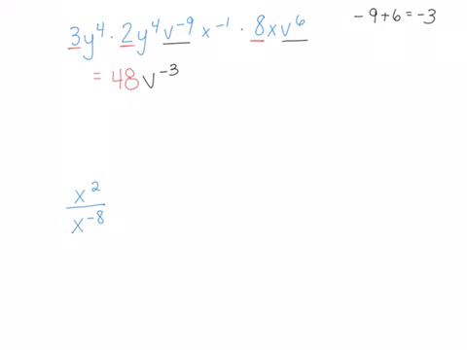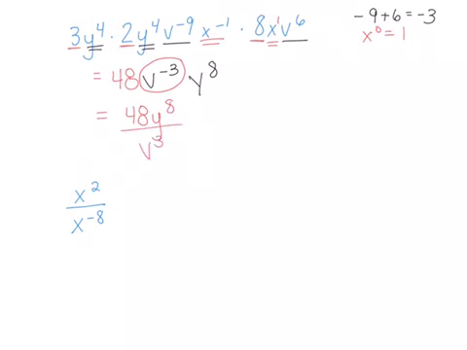Then I'm going to look at all the y's. I have a y to the fourth and a y to the fourth, so adding those together gives me y to the 8th. And then looking at the x's, I have an x to the negative first and an x to the first. Remember, there's really a 1 there. So altogether, that would give me x to the 0, which is just 1. So my x's are gone. Now I just have to take care of this negative exponent here, so I'm going to move that to the bottom and everything else gets to stay in the numerator. So 48y to the 8th over v to the third.